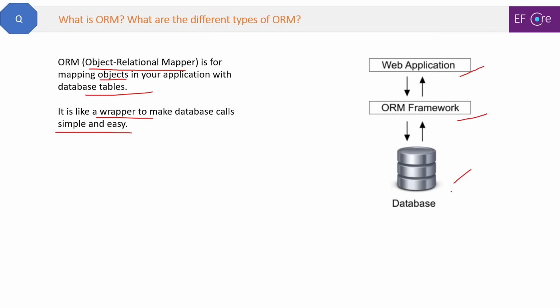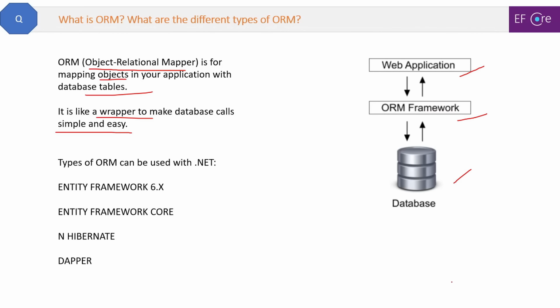Now the second part is what are the different types of ORM. So here are the types of ORM we can use in .NET: Entity Framework 6, Entity Framework Core, Hibernate and Dapper. The most common right now is Entity Framework and the future is Entity Framework Core.